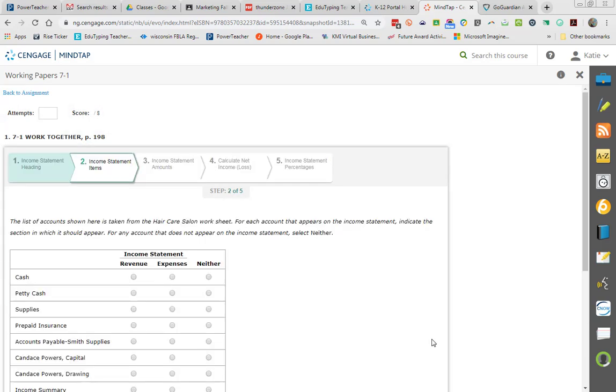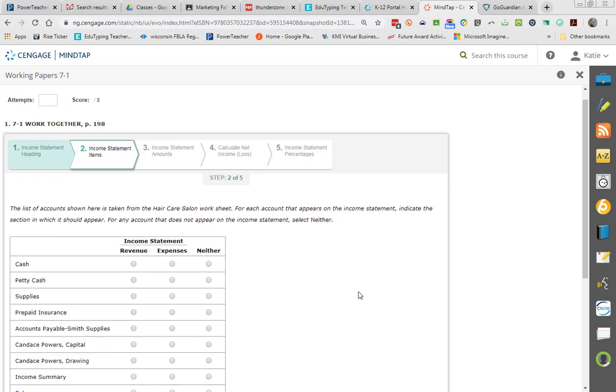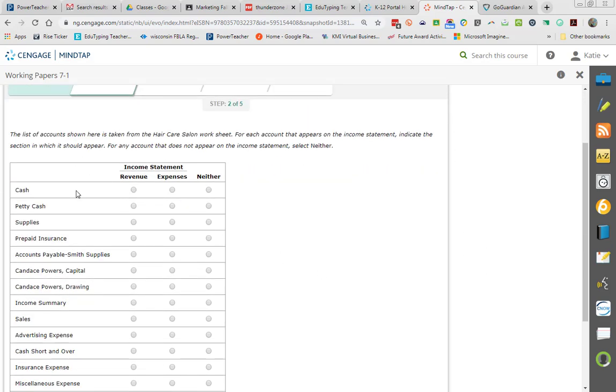So I'm going to go ahead and go to step two, where we have to take a look at which of these accounts are going to appear on the income statement and indicate the section in which it should appear. So cash. Now, here's the thing. What classifications appear on your income statement? There's only 2 of them. I'll give you a hint. They're on the screen. Revenue and expenses. If it's not a revenue or an expense, it does not go on our income statement. So what is the classification of cash? Asset. So we're going to choose neither on that one.